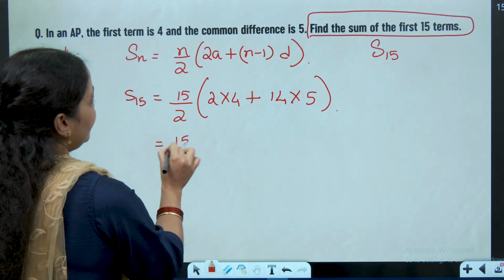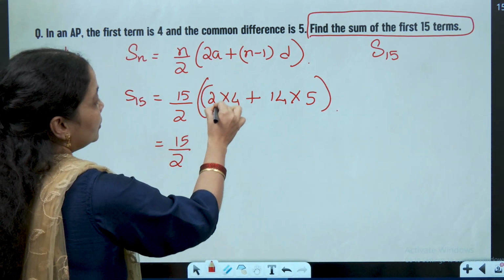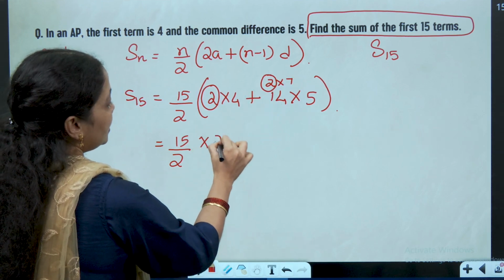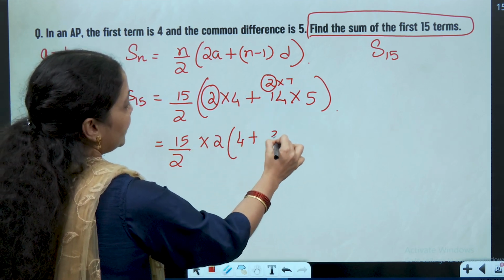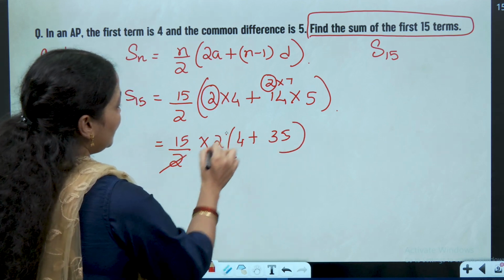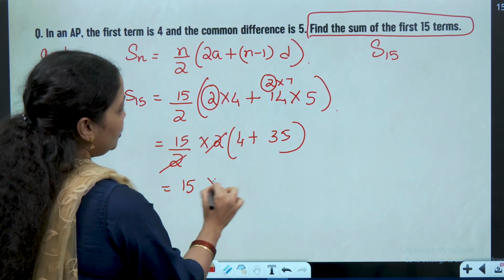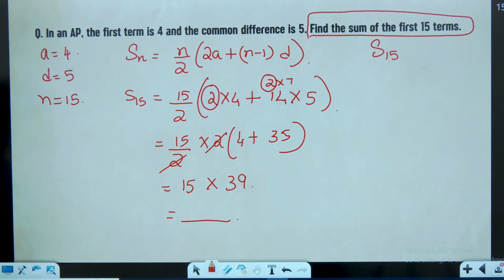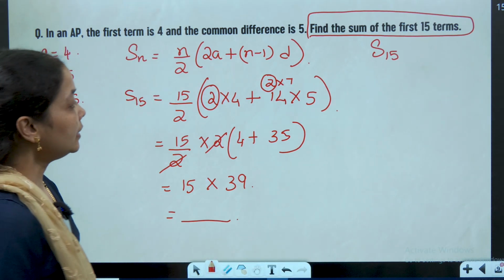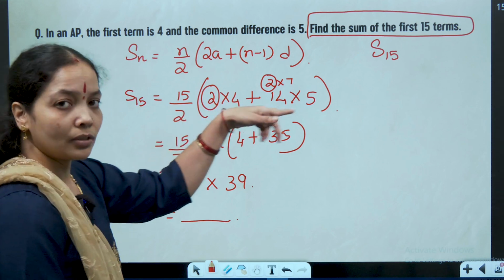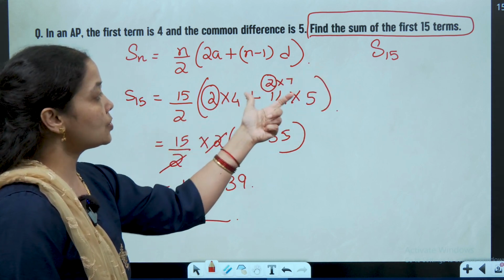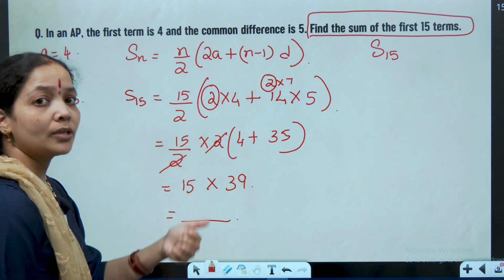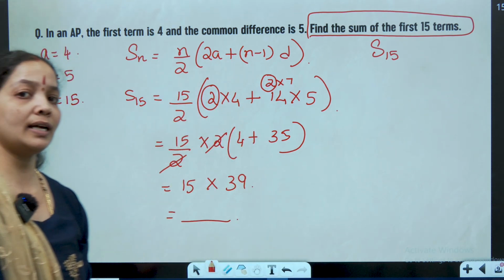So 15 by 2, I'll take 2 common from this, 2 out, and from these, 2 sevens I'll take 2 out. So when 2 is taken out, 4 retains and 35 retains. 2 and 2 are getting cancelled. 15 into 39, if you multiply, that will be your final answer. Here, if you don't take the common thing, that is also not an issue. You can just add up these two terms, multiply, finally divide also. But normally taking common is a good criterion to simplify your answer easily.